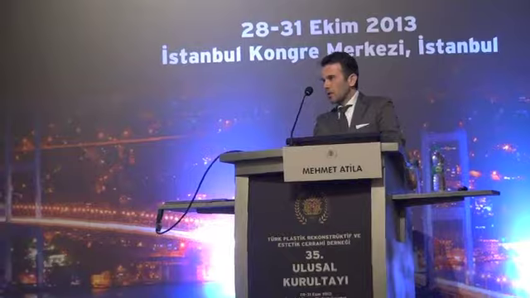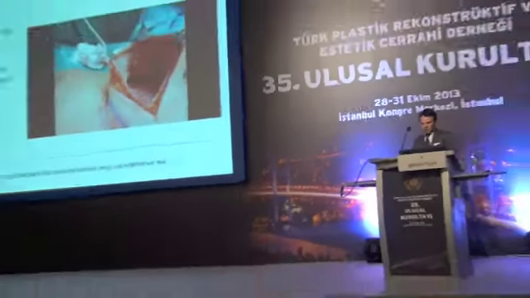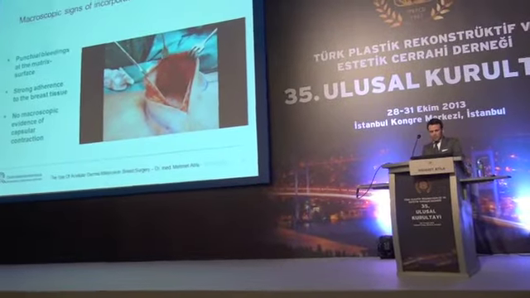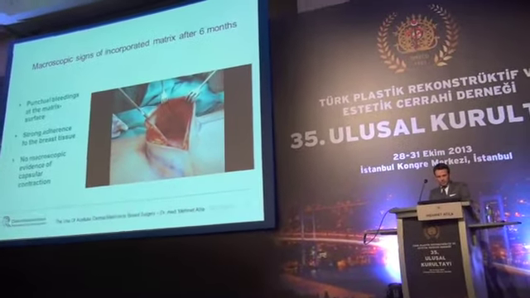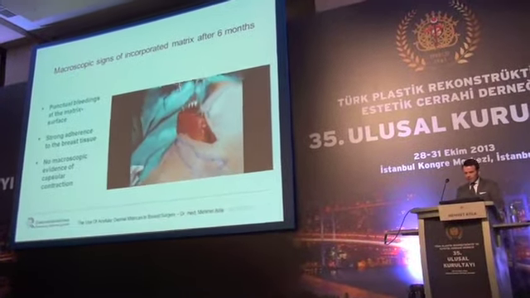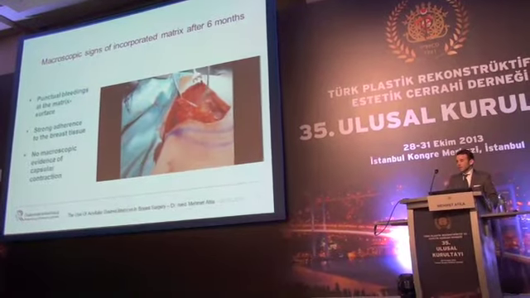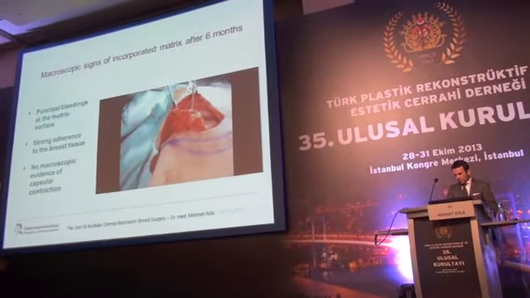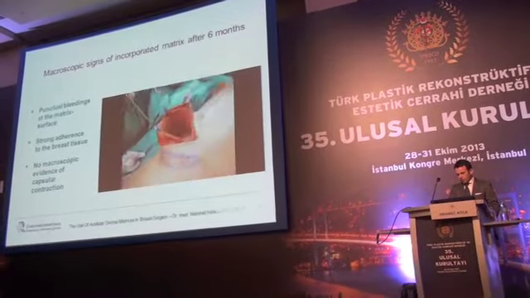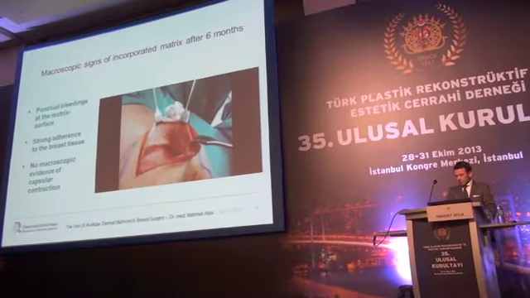Here we have a short video of the macroscopic signs of incorporated matrix after 6 months. As you can see, we have functional bleedings at the matrix surface. We have a strong adherence to the breast tissue, and we have no macroscopic signs or evidence of capsular contracture. And as we can see, we have a very nice shape and envelope for the implant pocket.